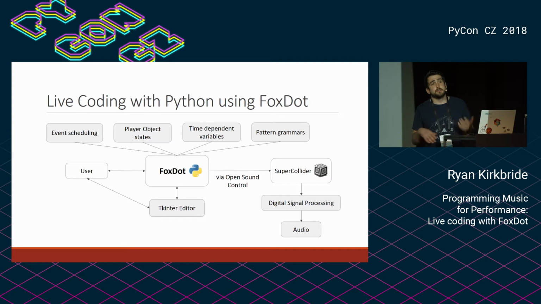So FoxDot handles all the musical events, like the timing for things that happen, these states of these music-making objects, which I mentioned before, and time-dependent variables. Because when you're programming music live, you're programming in time. Time is passing while you're writing your code, and you want things to change, because in music, without change, it gets pretty boring. So you want variables that will maybe change their state over time. And also pattern grammars for creating patterns in music, because that's inherently related to music.